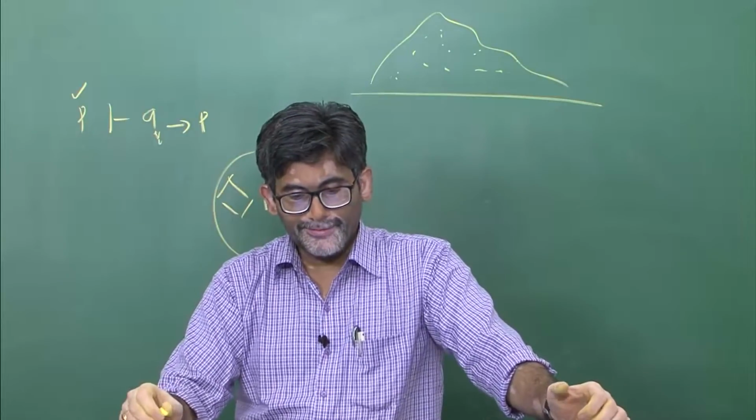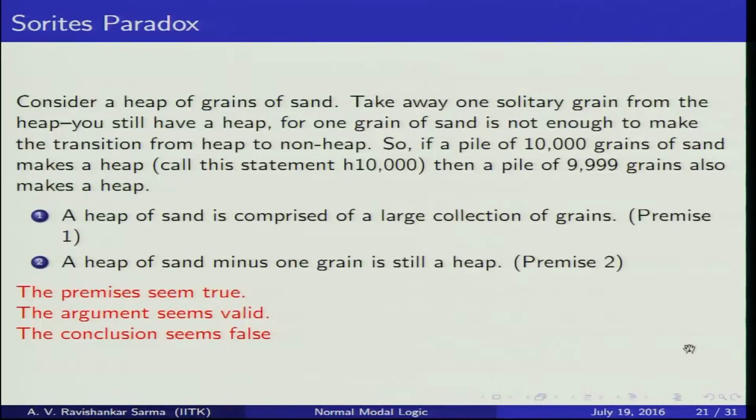So if a pile of 10,000 grains of sand makes a heap, then obviously if you remove one grain from that, it is also going to be a heap. A heap of sand is considered to be a large collection of grains, that is premise 1, and a heap of sand minus 1 grain is also considered to be a heap, because 10,000 is a heap, and 9,999 is also a heap. So the premises seem to be okay, and the argument seems to be valid because we have used modus ponens only, but the problem is that the conclusion is considered to be false.